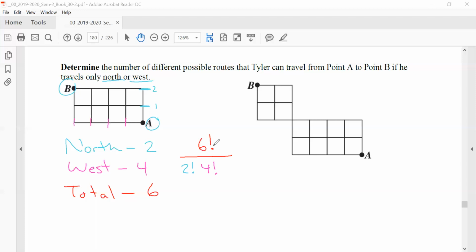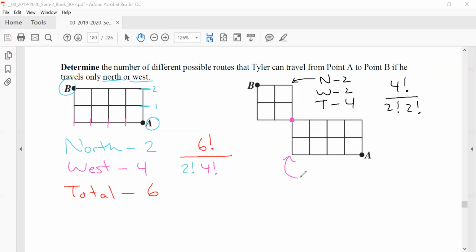Okay, I'm going to look at the next question. I'm going to do the same thing. Now, there's this kind of choke point here where I'm right in the middle. So I'm going to count this grid as 2 separate questions. So I'll do the top one first. Top one here says I can go north twice, I can go west twice, and I need to make 4 moves. So that's going to be 4 factorial over 2 factorial, 2 factorial.